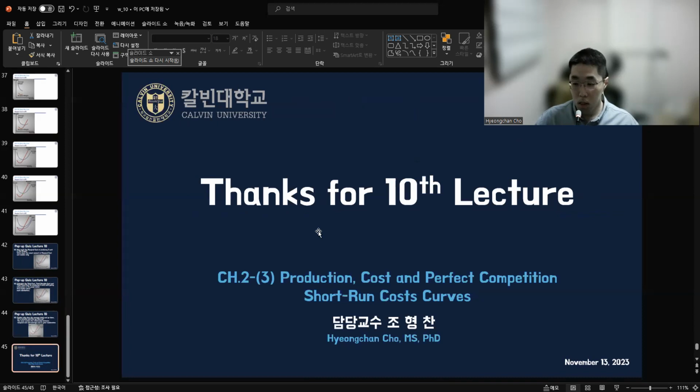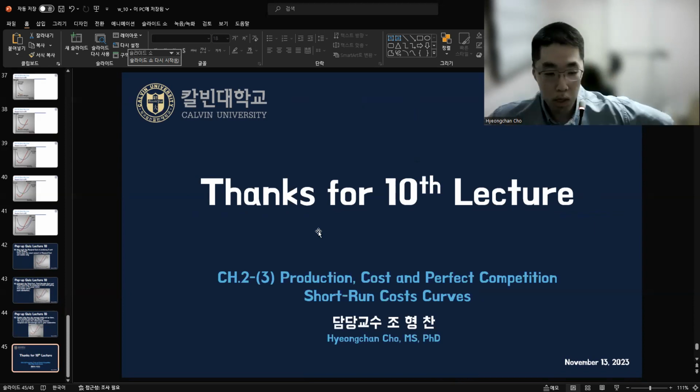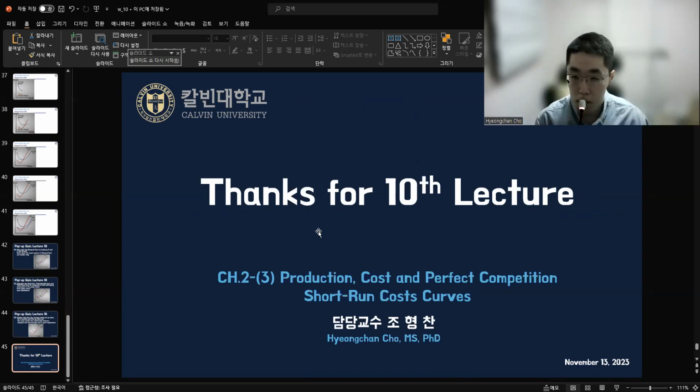Okay, here are all the contents that I prepared for our 10th lecture. And as you see, from now on, these are whole different things from what we learned before. We learned just the law of demand and law of supply with really simple curves and really easy concepts. And from now on, it is the real economics, as microeconomic concepts.